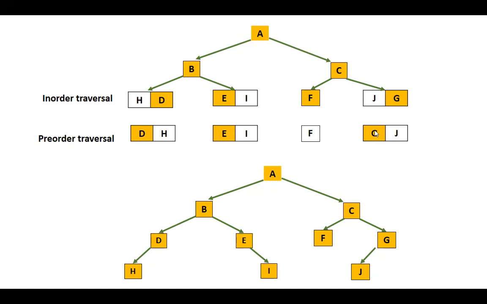So again in case of pre-order, the first item is G. So G is the root. Trace it in order. On the right side there is no element, but on the left side there is J. So J will be the left child of G, right? G's right child is empty and G's left child is J. Now you can see the complete binary tree that we could create using in order and pre-order traversals.